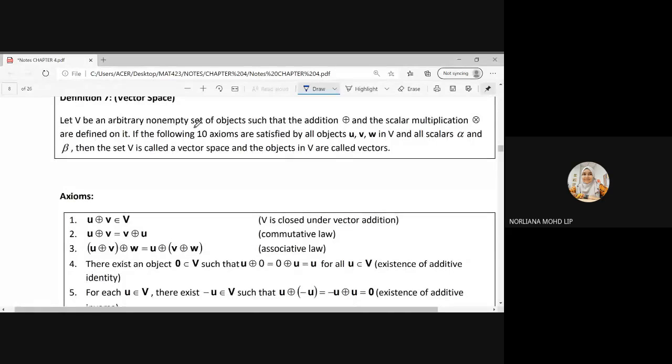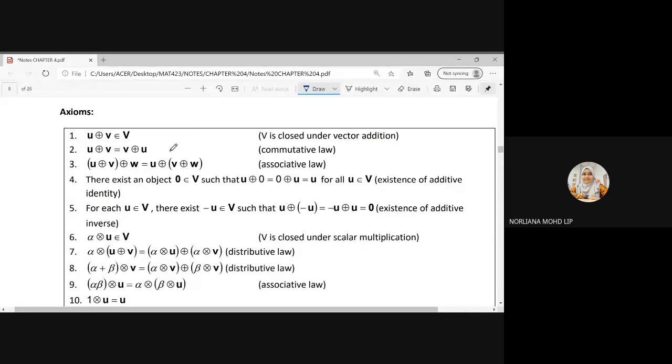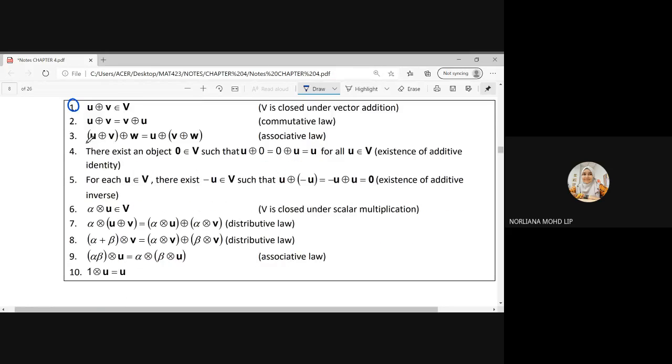Properties of a vector. Cuma kat sini dia ada tambah lah sikit. Tadi kita ada 8 properties kan of vector. Ni dia ada tambah. Another two properties. Number 6. Dia ada tambah vector V is closed under vector addition and vector V is closed under scalar multiplication.